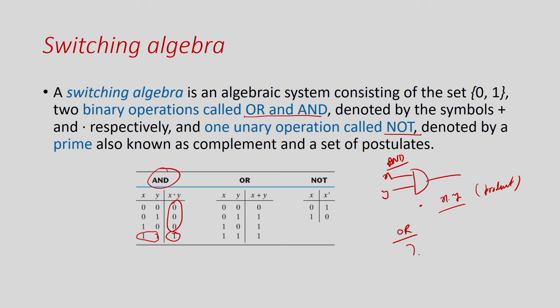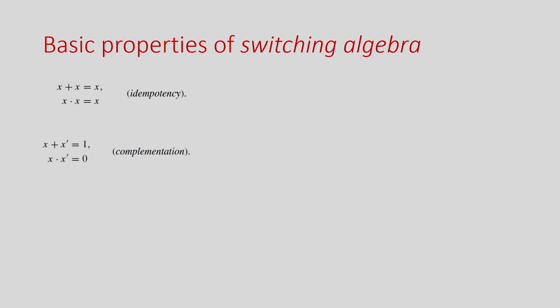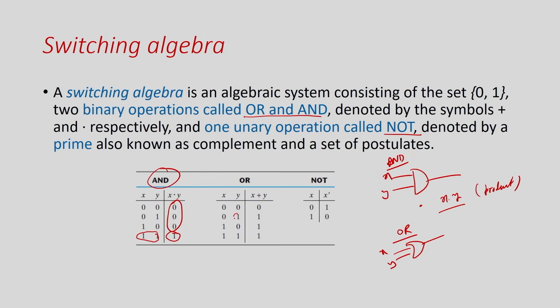On OR, the notation is like this. It is X OR Y. That means if one of them is 1, then the output will be 1. If X or Y is 1, the output is 1: whenever Y is 1, output is 1; X is 1, output is 1; both are 1, output is 1. It is 0 only whenever both are 0. This is what is called the OR operator, and it is expressed as X plus Y. It is a kind of sum operator. This is how we denote it. So, this is about switching algebra.